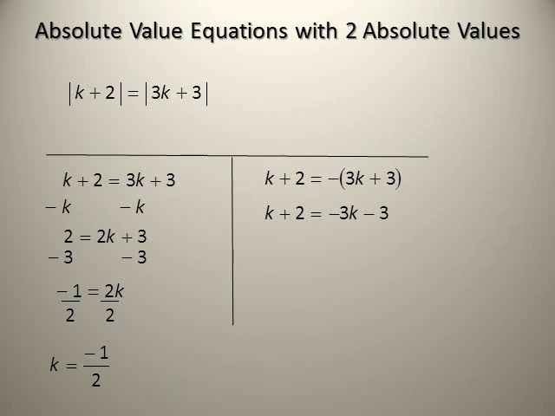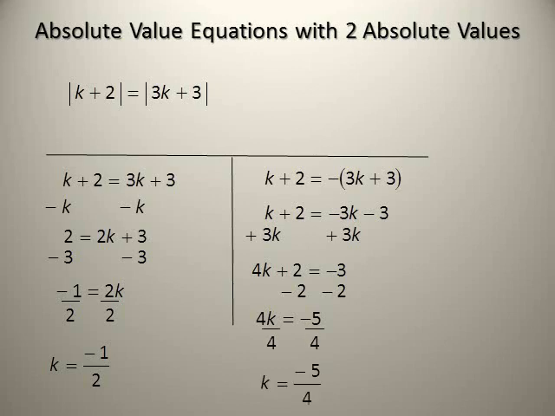Go to the other one: k plus 2 equals negative 3k minus 3. Finally, it will be 4k plus 2 equals negative 3. That means 4k equals negative 5. Finally, k equals negative 5 over 4. Check your answer, then write the solution set: negative 5 over 4 and negative 1 over 2.